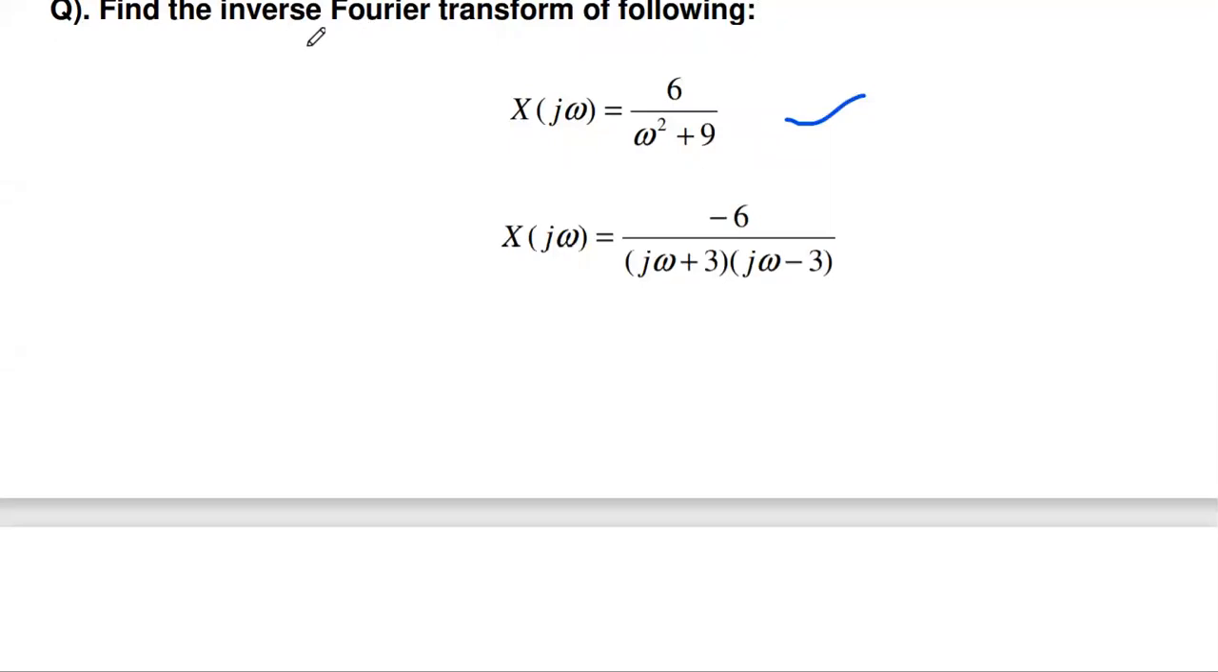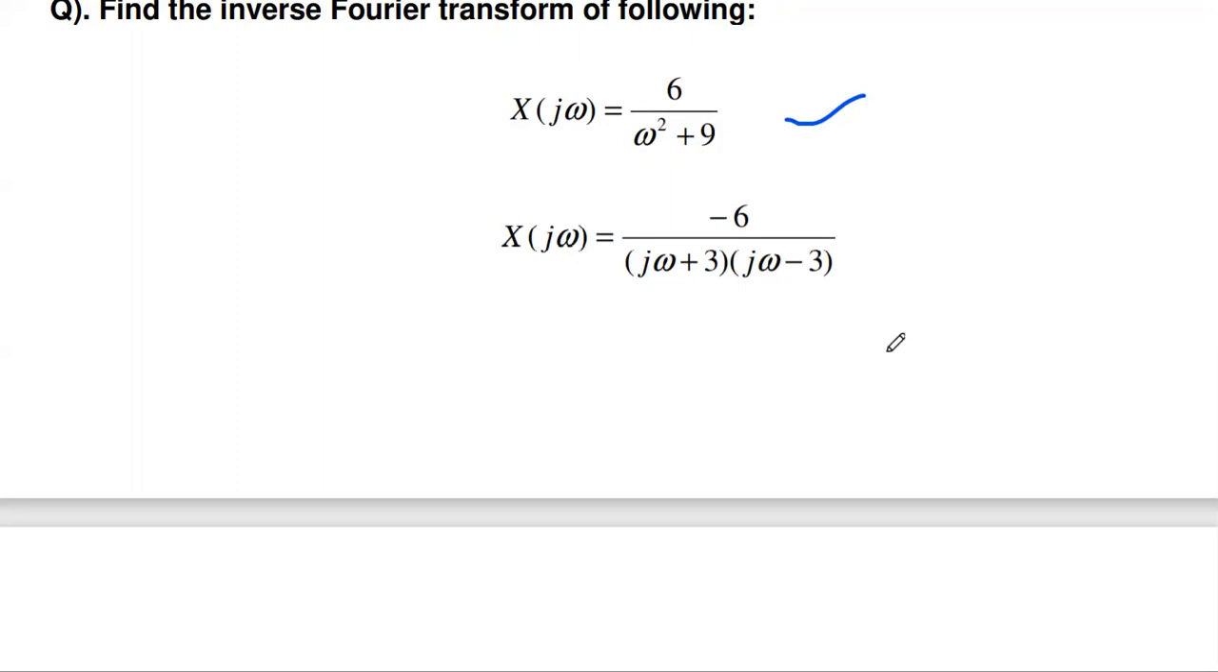But here you see the omega value is not defined. They are just saying find the inverse Fourier transform of x of j omega equal to 6 divided by omega squared plus 9. Here the omega value is not defined over the range. So in that problem we may use the partial fraction method. In the Laplace transform, we solved the inverse Laplace transform problem, you know. In that case also we used the partial fraction method. The same procedure we are going to use.